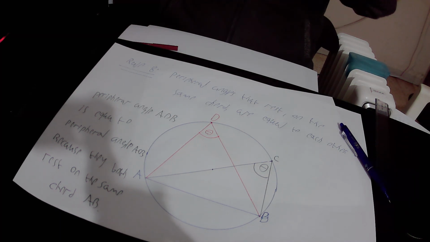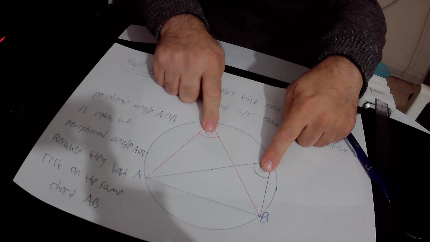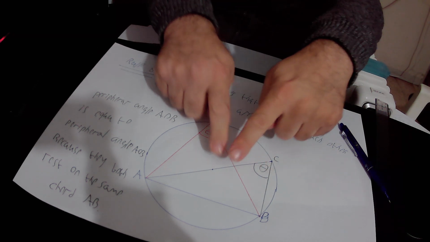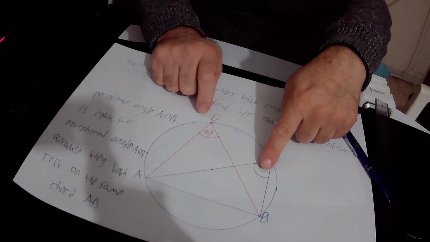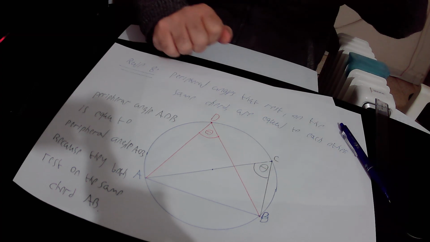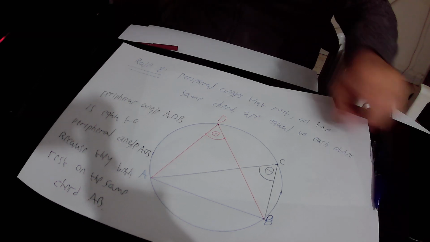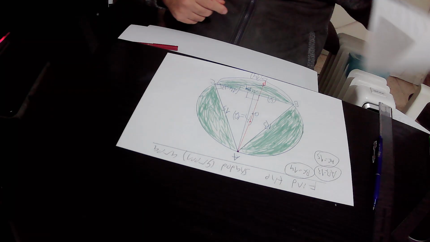Okay, so according to rule number 8, peripheral angles that rest on the same chord must be equal to each other. In this case, those two peripheral angles rest on the same chord AB, therefore they are equal to each other. That is to say, if this angle equals theta, then the other angle must also be equal to theta. We can implement rule number 8 in our drawing.